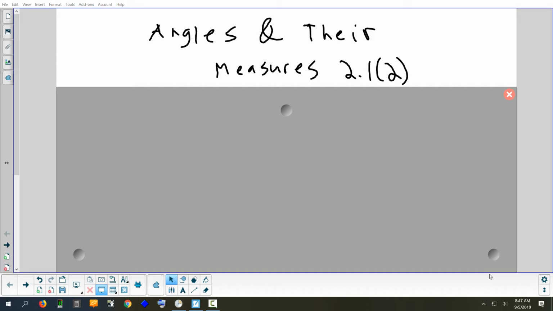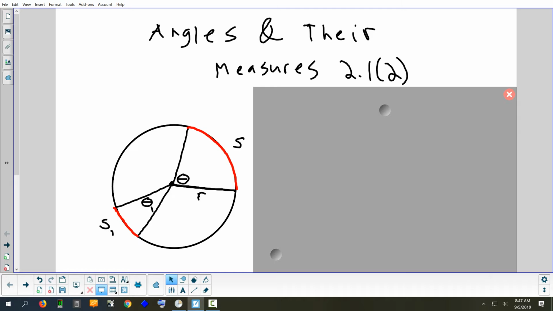Okay, so last thing we'll look at this week, still in section 2.1, and it's on two different things, what we call arc length and area of a sector. So I'm going to give you two equations. We're going to kind of figure out what they are together, and then I'll show you how you use the equations to do some calculations.